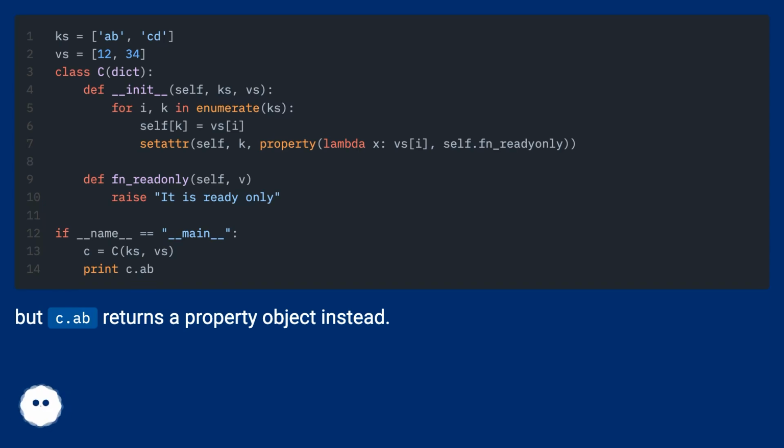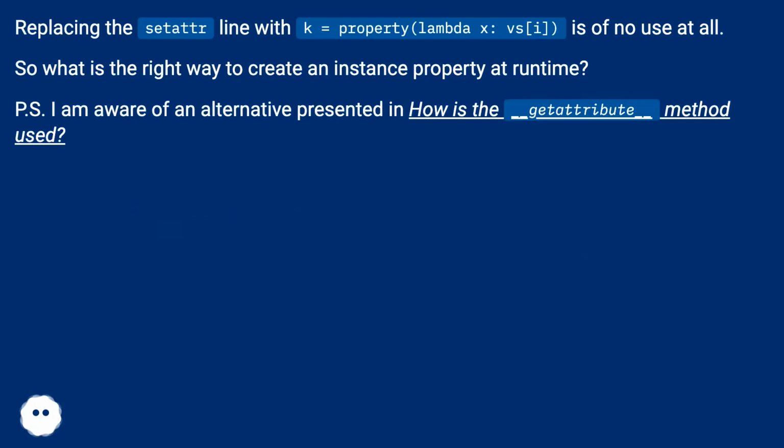But c.ub returns a property object instead. Replacing the setattr line with k equals property, lambda x column versus I, is of no use at all. So what is the right way to create an instance property at runtime? P.S. I am aware of an alternative presented in how is the __getattribute__ method used.